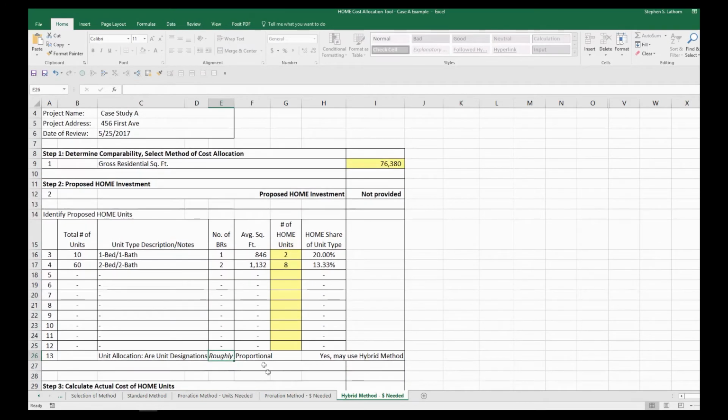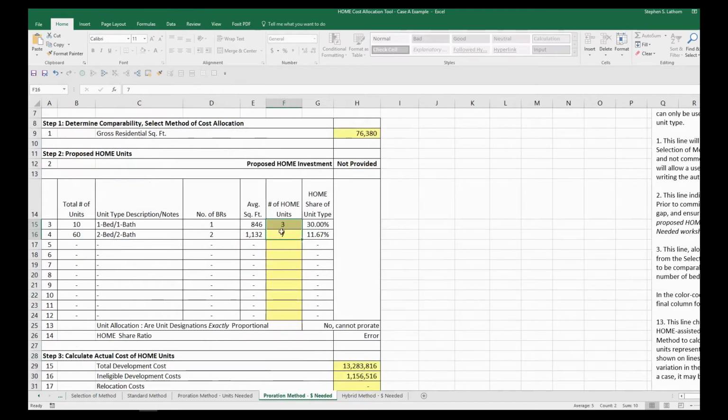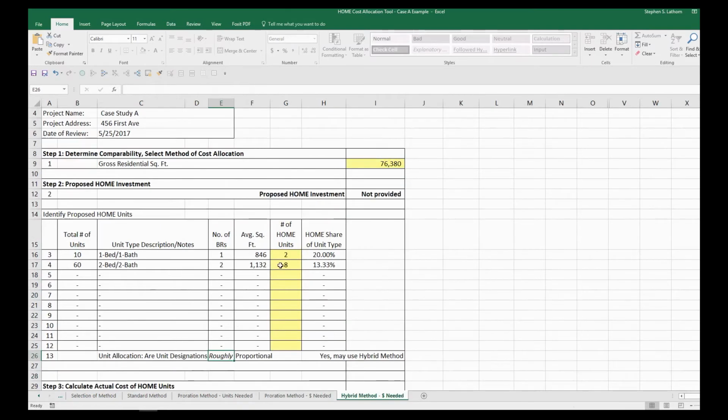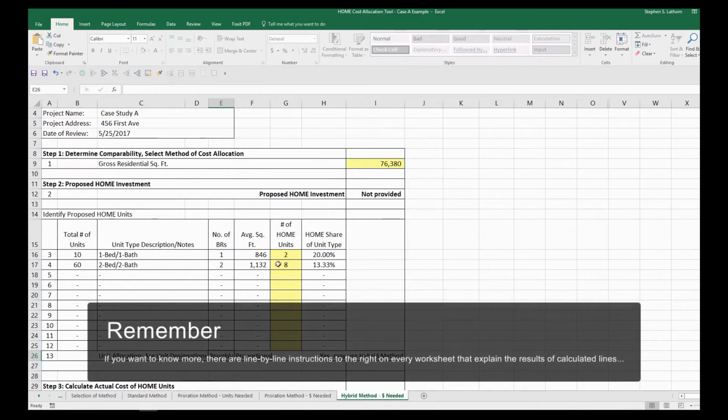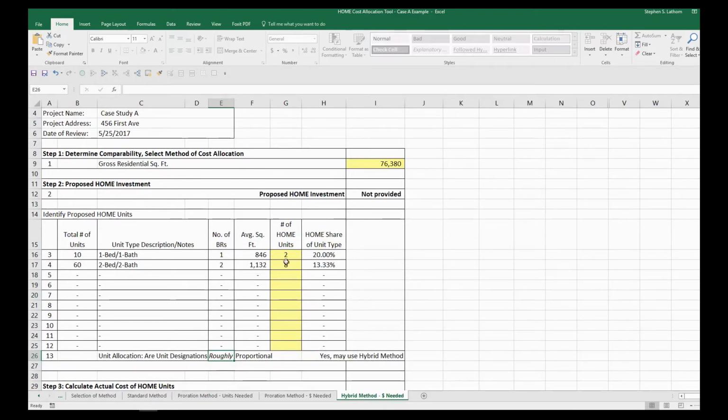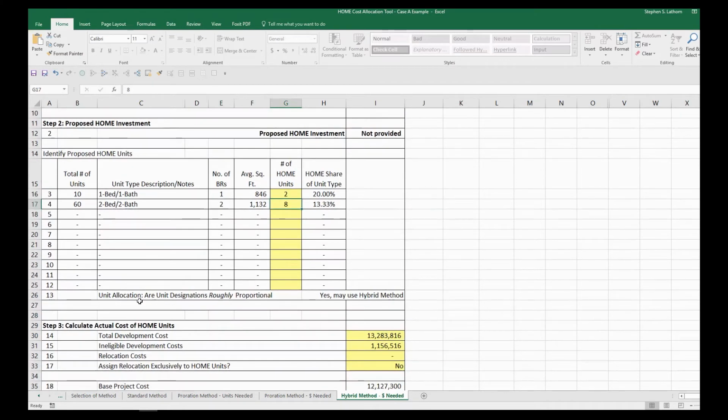So that's the difference between the proration method dollars needed and the hybrid method dollars needed. So for this example, the 70 units, 10 ones and 60 twos with a 2 and 8 configuration, we can use the hybrid method. Remember, when we're doing floating units, we must designate our units in a proportional fashion. If the project does not accommodate an exactly proportional fashion, then we need to be at least roughly proportional. So I can't, for example, do 5 and 5. I cannot use the hybrid method in that scenario. So we're going to go back to our 2 and 8 configuration, and it says yes, we can use this method.